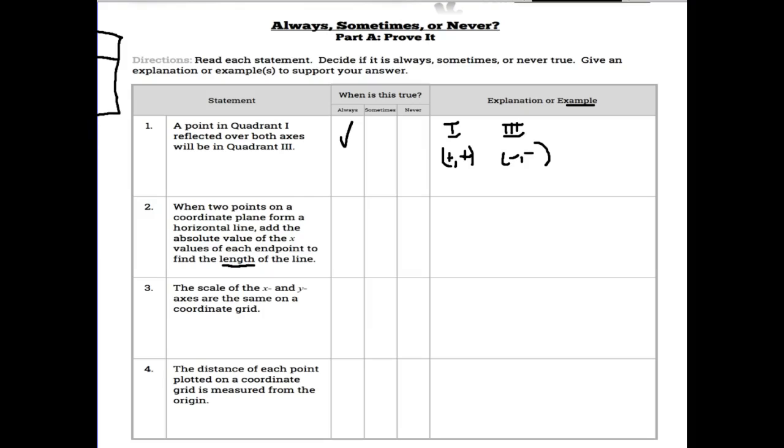So take about 30 seconds to think about this on your own. And then you're going to have 1 minute to discuss it and indicate what your answers are. So you're going to pause for 1 minute and 30 seconds. Go.